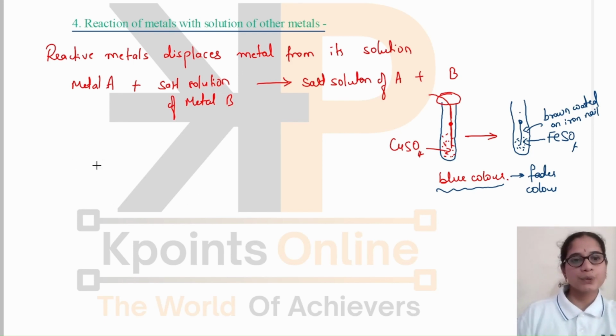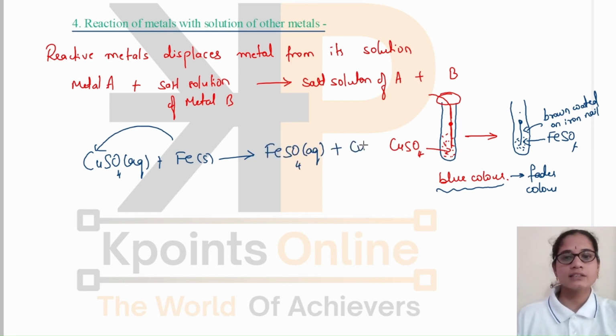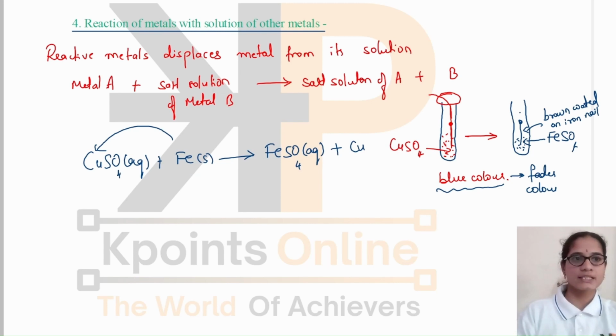What happens when you take copper sulfate solution and add iron to it? This iron will displace the copper from its solution to form iron sulfate, and there is a replacement of this copper. Means this copper will get deposited on the iron nail as it is being displaced by iron. This is the displacement reaction that is taking place. And these reactions occur only when the metal which you have taken is more reactive than copper or any other metal.